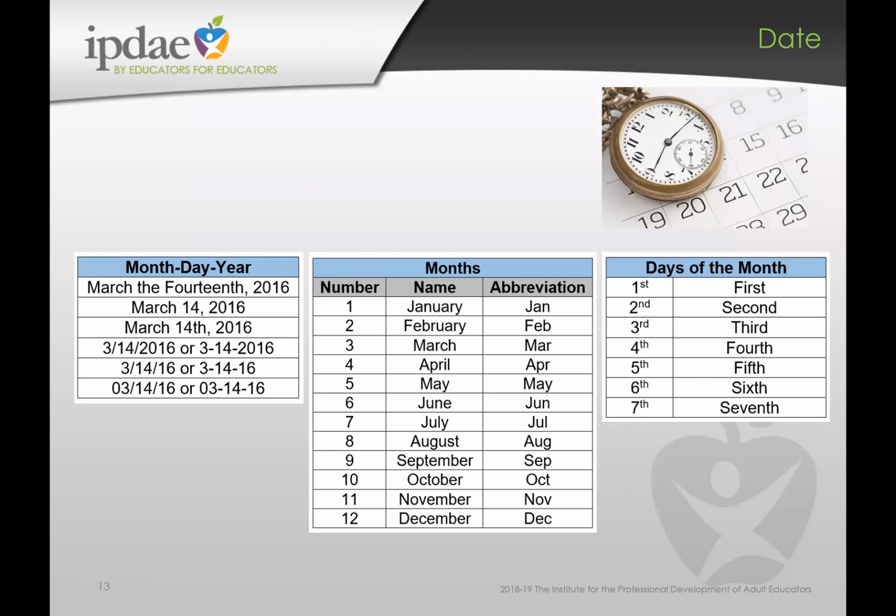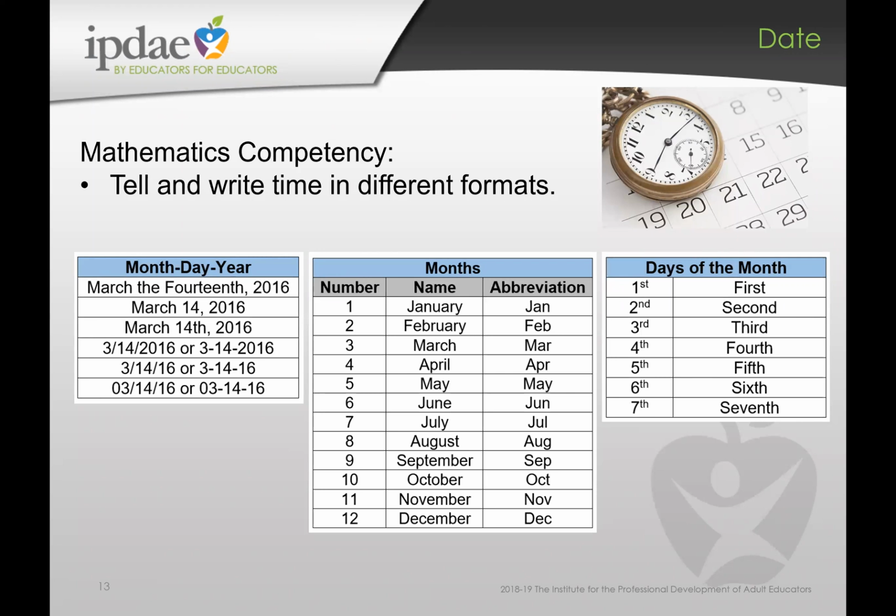In here, this is just showing the different ways that you can format or write dates, so that we teach our students. Some countries write this in a different order, so please be mindful. What I'm showing you is the American system of formatting dates. And again, this is part of our mathematics competency, which says tell and write time in different formats.